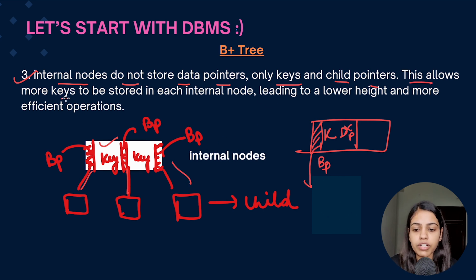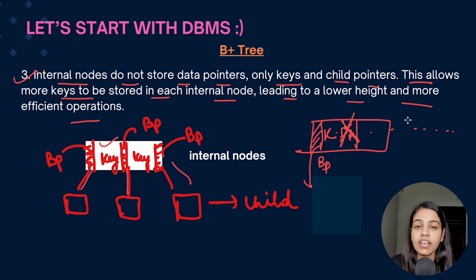So this allows more keys to be stored in each internal node, leading to a lower height and more efficient operations. Now data pointers don't need to be stored, so the amount of space which the data pointers were consuming is reduced. So we can insert more keys in a B plus tree than in a B tree, and this will help us have a smaller tree height than B trees.